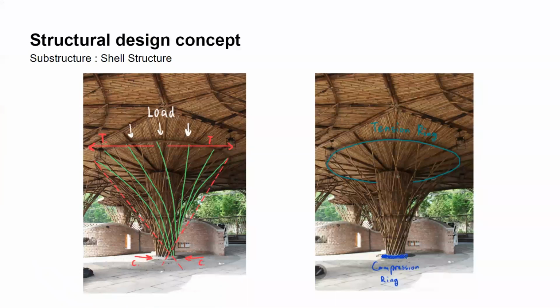From these pictures, you can see that there's not only the plate structure in this pavilion. There's also the substructure, which is the shell structure as well. After the analysis, we see that when loads are applied to the shell structure, it will cause the structure to deflect. As you can see in the red line, the top part will widen up and the bottom part will narrow down. So the top part has tension, and the bottom part has compression. So the architect decided to put the tension ring on the top and the compression ring at the bottom, and there's bracing in the middle of them.